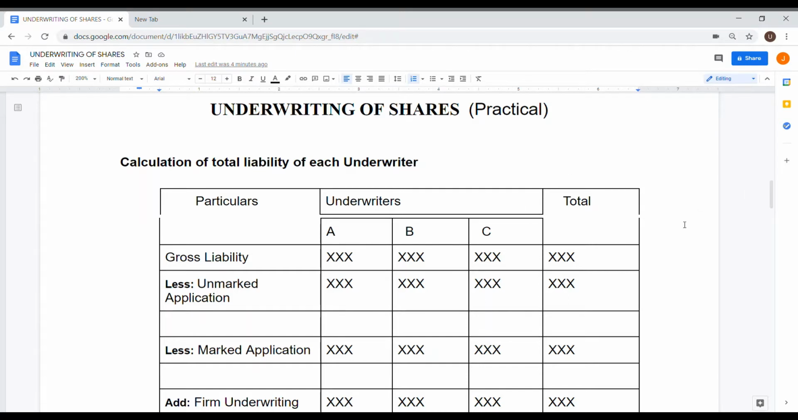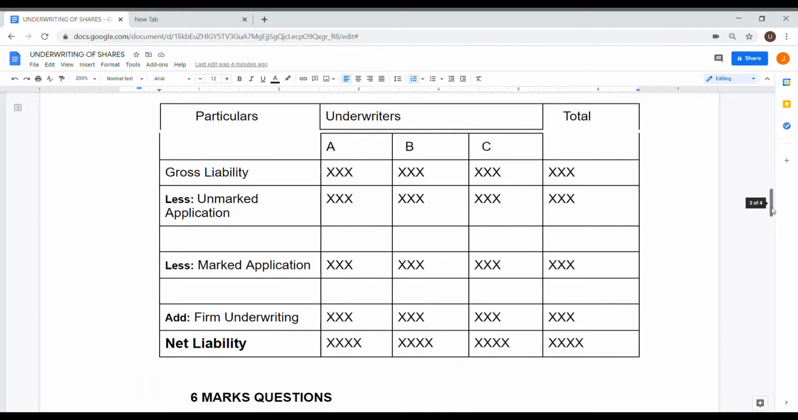This is the format that we have to follow: gross liability, minus unmarked application, less marked application, add firm underwriting, and we'll get net liability. What unmarked, marked, and firm underwriting are, I had explained in my previous video, so you can go through that if you have any doubts.